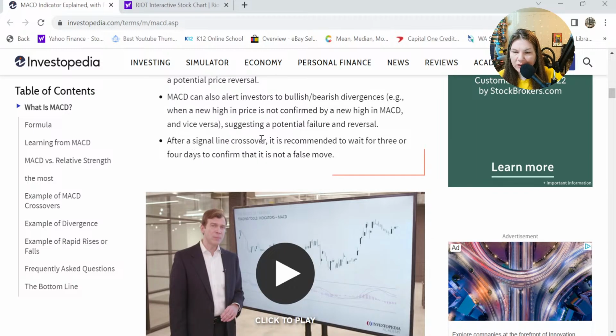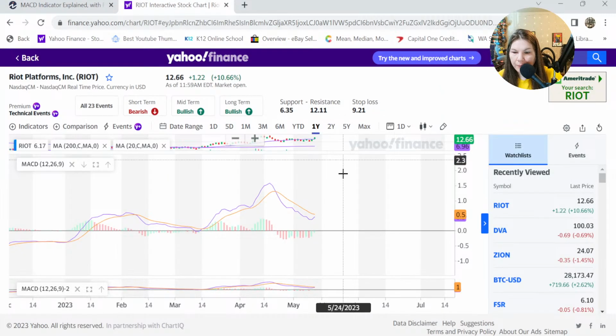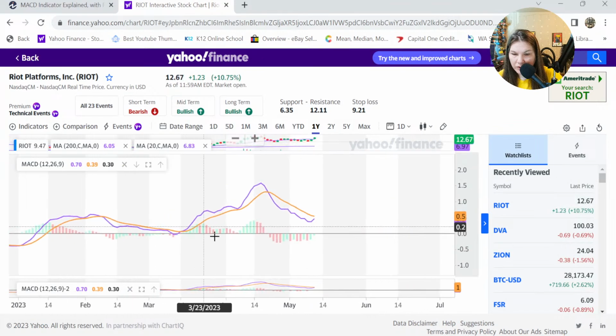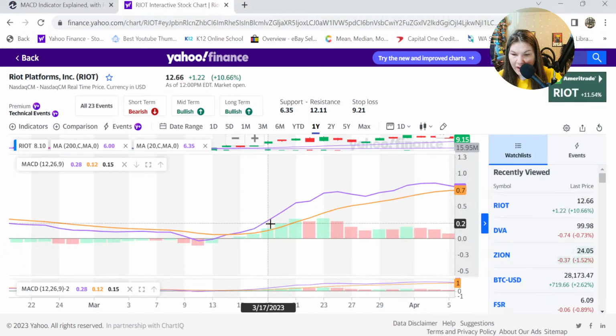After a signal line crossover, it is recommended to wait for 3 or 4 days to confirm that it is not a false move. So, let's see if it would have lasted. We'll just zoom in on this one. Here's a MACD crossover. When did it cross over? 3:14. Then there's the 1 day, 2 day, 3 day, 4 day. And then they say buy. And on the 4th day, you wait for it to keep going up.